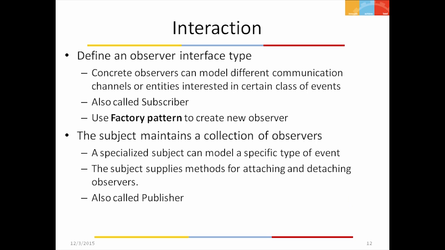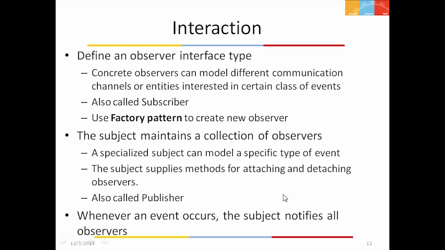The subject, as I explained in the previous slide, maintains a collection of observers. A specialized subject can model a specific type of event. In that example, I showed examples like sports event and business type event and so on. The publisher, or the concrete subject, essentially implements a method for attaching and detaching the observers. Whenever an event occurs, the subject notifies all the observers.